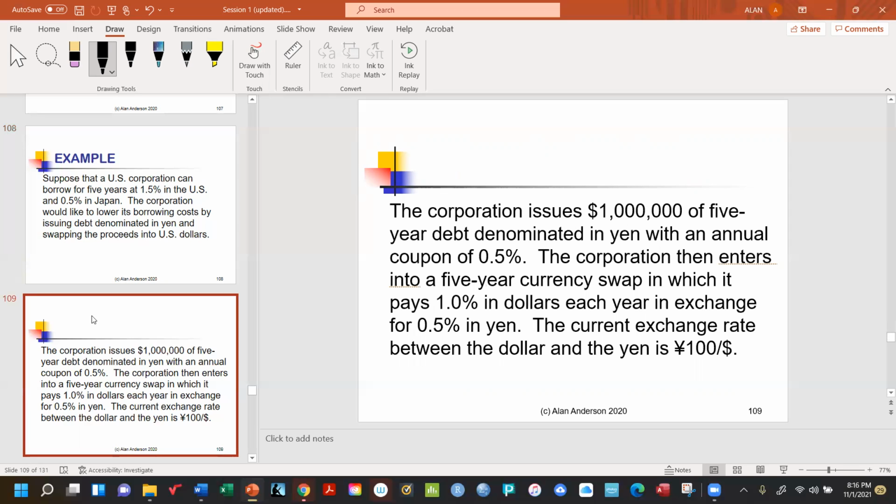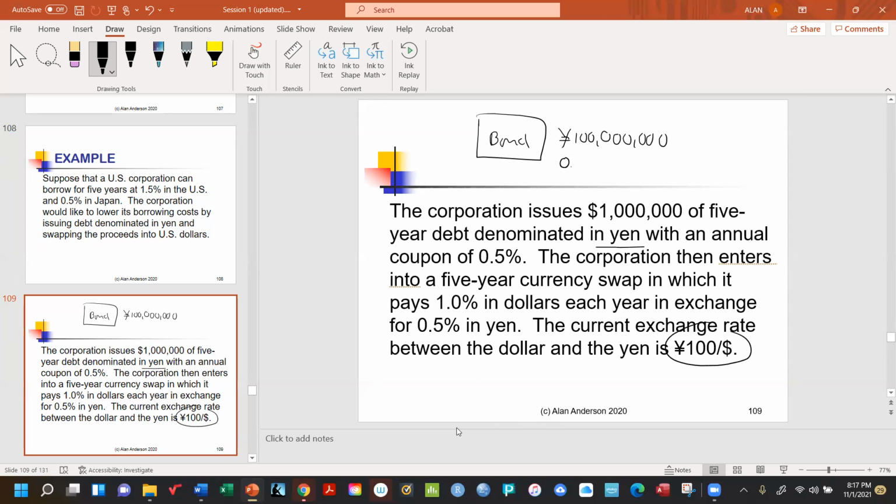Well, let's just say that we issue $1 million worth of five-year bonds, but in yen. The current exchange rate is 100 yen per dollar. So the bond that we're issuing is actually worth 100 million yen. But the Japanese rate of interest is only 0.5%. So 0.5% of 100 million is 5 million yen. Now, in the meantime, that's what we're trying to do. We're trying to keep this down to minimum.